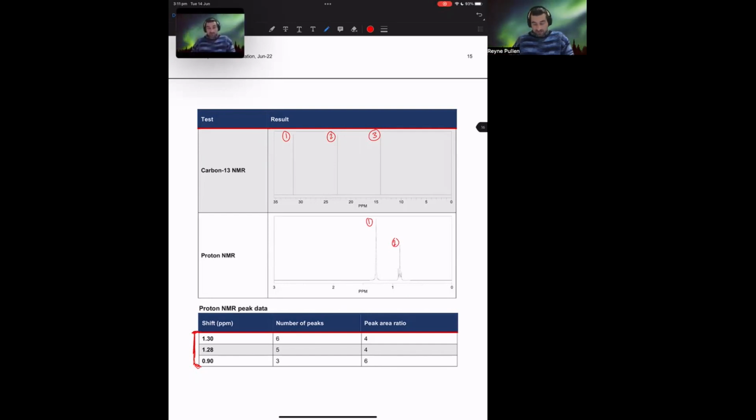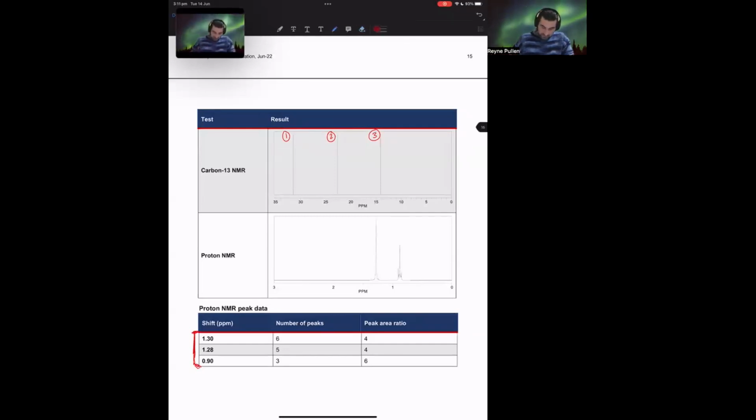So in this particular case, it's probably better to trust this peak data table, because at first glance, it's hard to really tell where the peaks are in this. They're kind of overlapping a little bit, and that'll make more sense when we look at the final structure as to why that is.